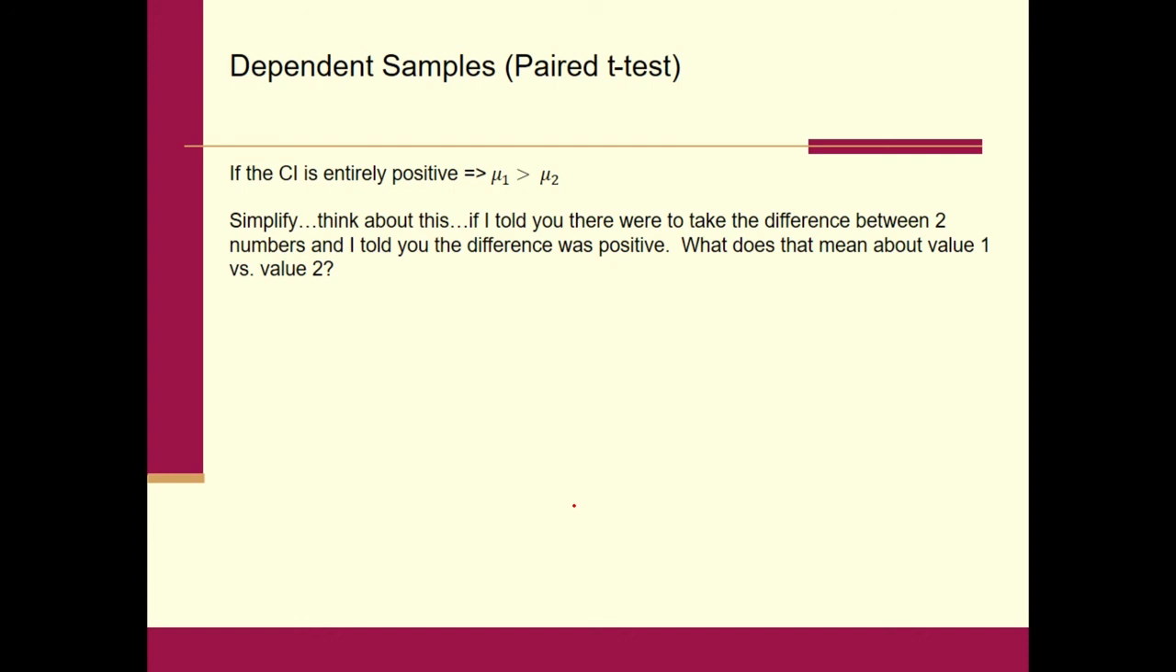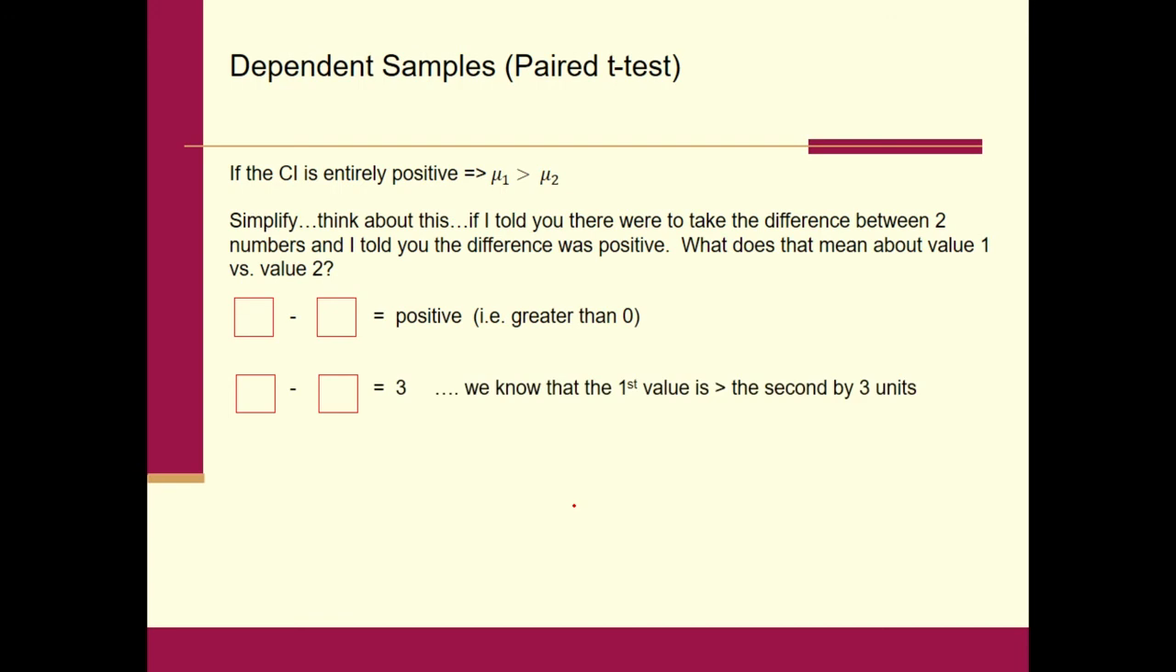Think about it like this. If I told you that we were to take the difference between two numbers and I told you the difference was positive, what does that mean about value 1 and value 2? So we got two numbers. We take the difference between the two, and the difference turns out to be positive, meaning greater than 0. All right, well, let's actually use a number here. That sometimes helps. Let's say that the difference turned out to be 3. We know then the first value is what? Greater than the second value by 3 units. Okay, for instance, this could be 7, this could be 4. We know 7 is greater than 4 by 3 units.